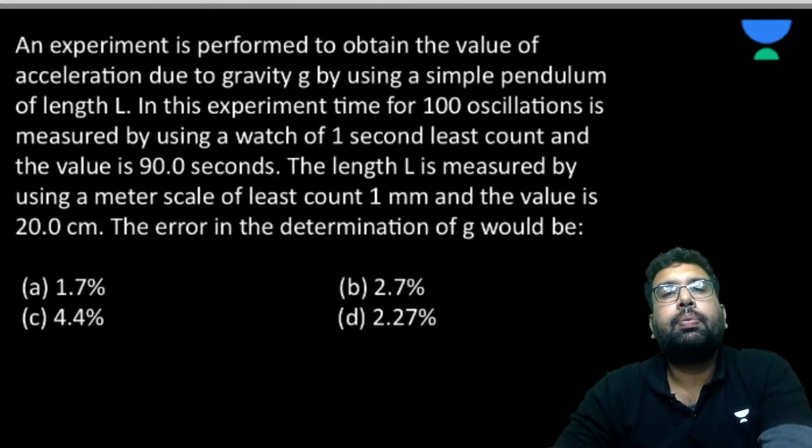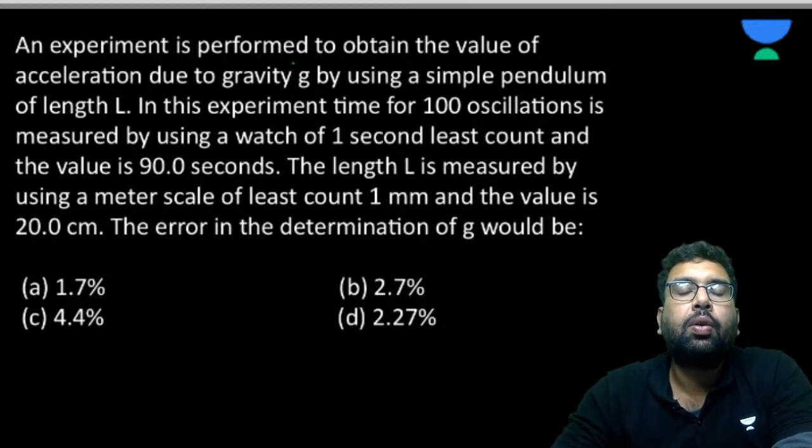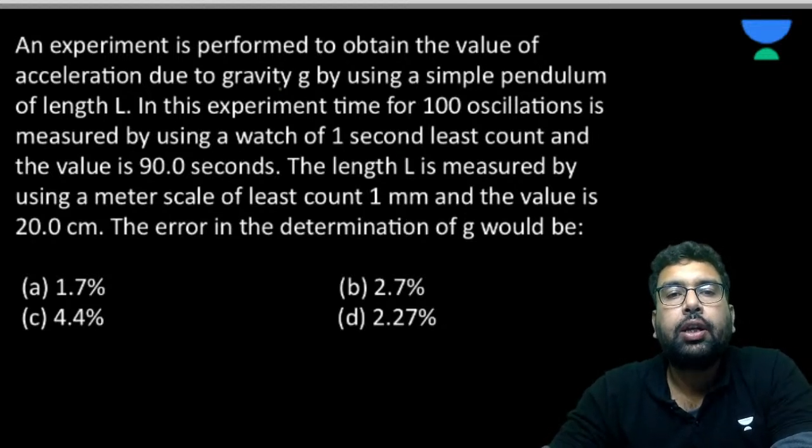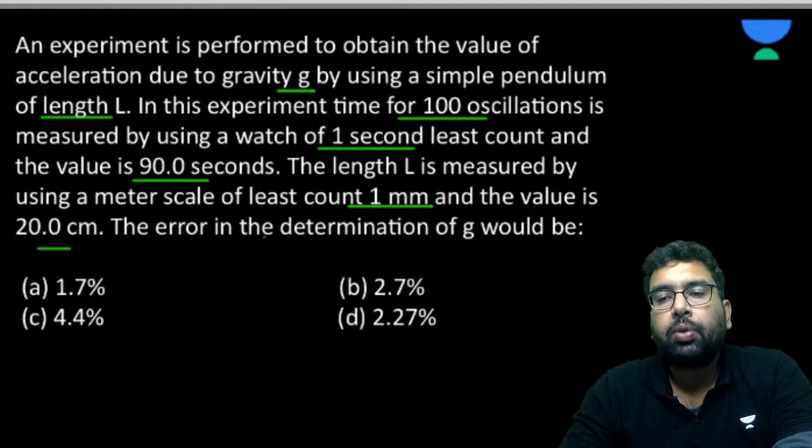It says an experiment is performed to obtain the value of acceleration due to gravity g by using a simple pendulum of length L. In this experiment, time for 100 oscillations is measured with a watch of least count 1 second and the value is 90 seconds. The length is measured using a meter scale of least count 1 mm and the value is 20 centimeter. The error in determination would be.